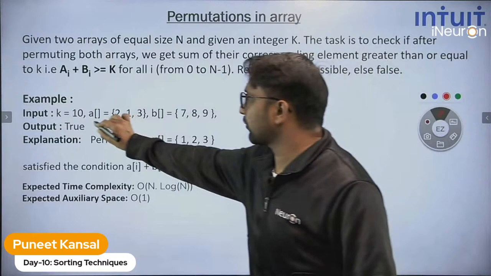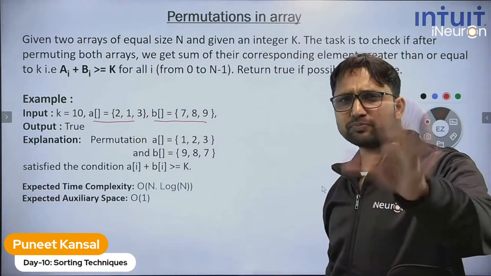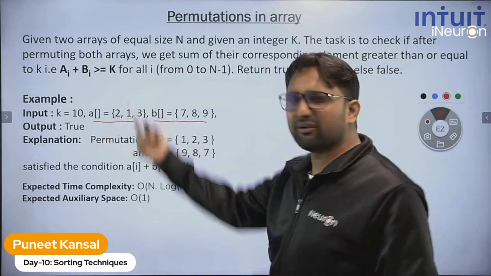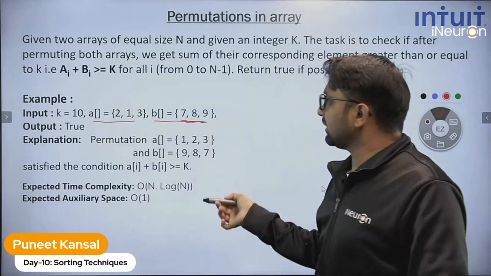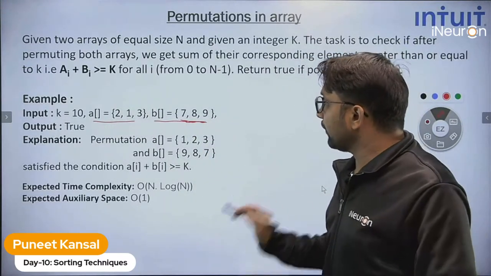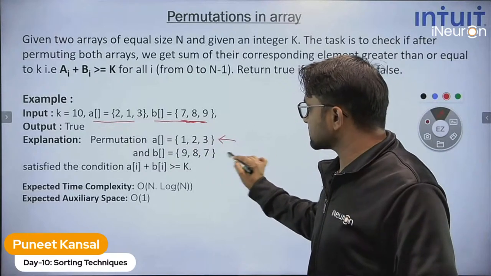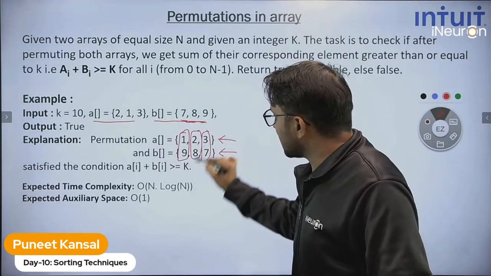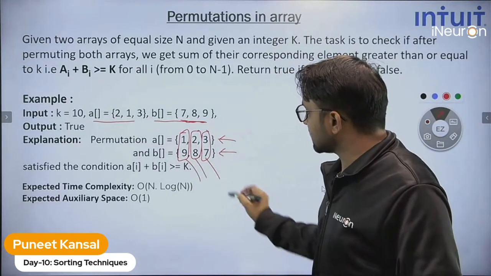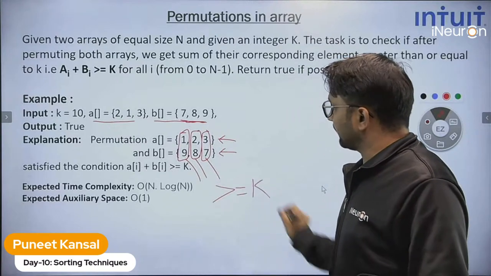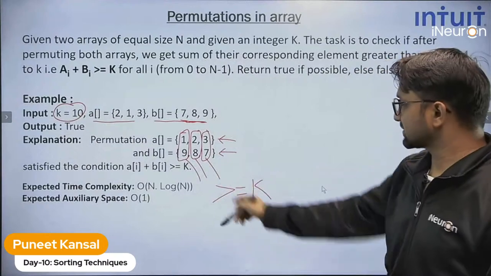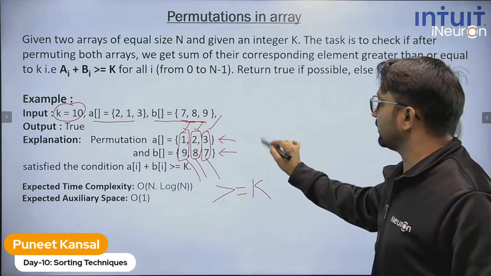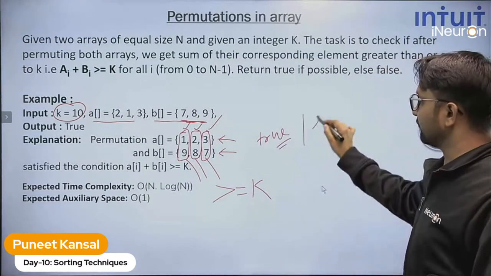If you understand the question, I'm repeating again. They provide us two arrays. They're asking us to shuffle the elements in any way we want. Maybe 1, 2, 3, or 2, 3, 1, or 3, 1, 2, whatever way you can write the elements. Here also, 7, 8, 9, or 8, 7, 9, or 9, 8, 7, whatever way. But after making some permutation, when I add the corresponding elements, for every pair the sum should be greater than or equal to k. In this case, yes, this condition is satisfied for all the pairs, so I will return true. If that is not satisfied, we will return false.